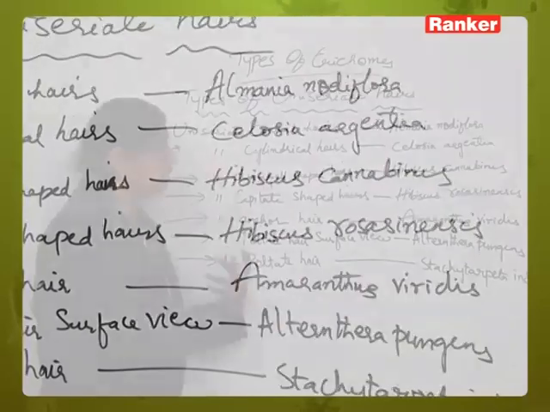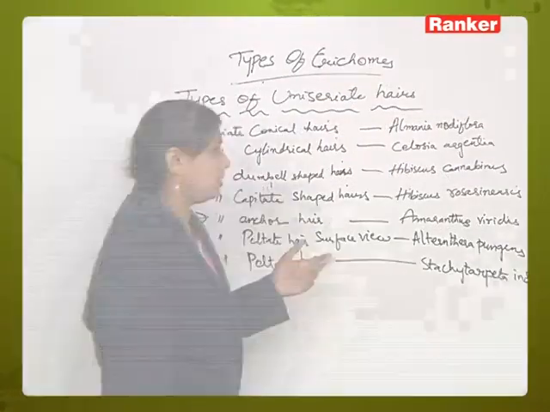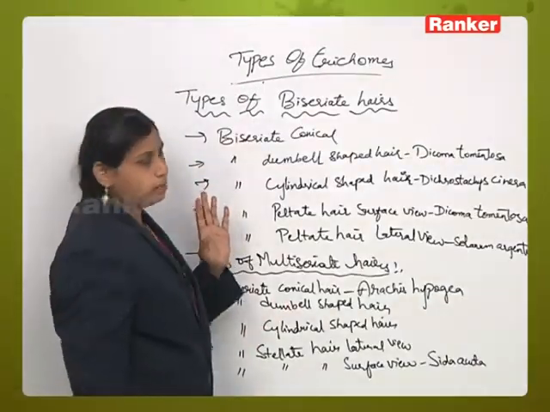The next type we have is types of biseriate hairs.